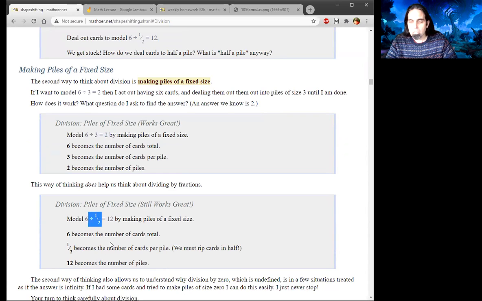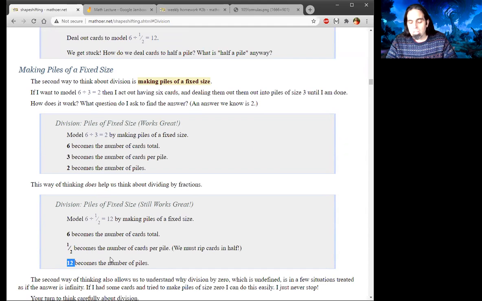Imagine I have 6 playing cards and I'm in a very destructive mood, so I rip them all in half. How many piles of size 1/2 of a playing card can I make? It would be 12, because each playing card I can make 2 different piles out of.